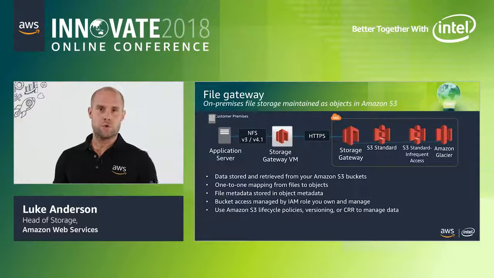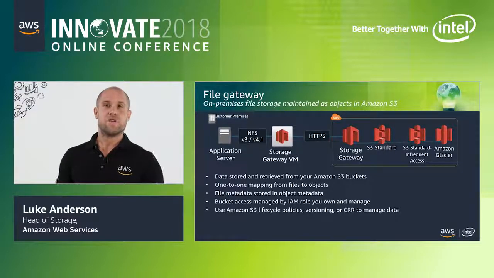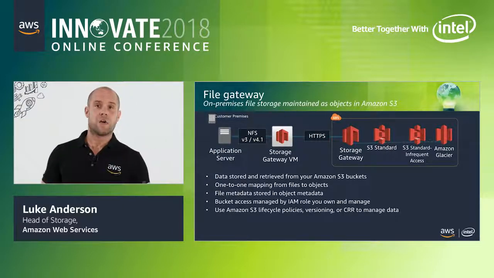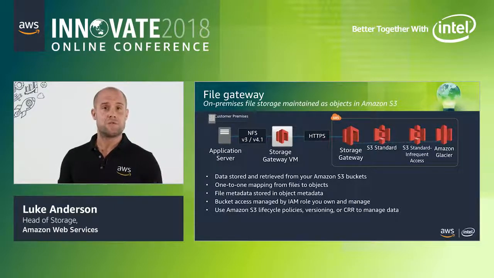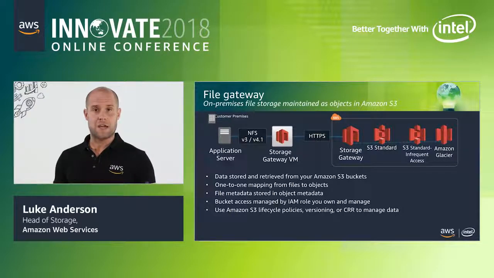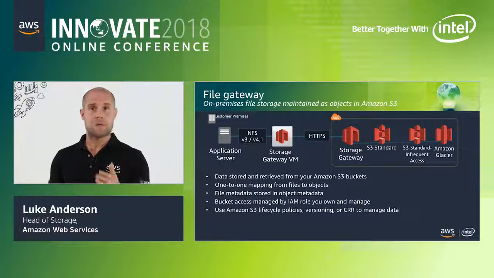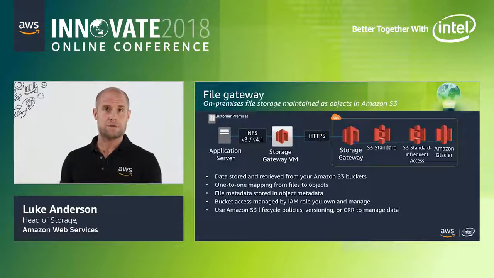The first thing we'll talk about is the File Gateway. The File Gateway provides an on-premise file storage solution that's running on a virtual machine inside of your data center. It's exporting NFS version 3 and version 4.1, which means that your Linux and Unix workloads and also some of your Windows workloads can connect. We then have an HTTPS connection back to the Storage Gateway infrastructure in AWS that connects to S3, S3 infrequent access, as well as Glacier through lifecycle policies.